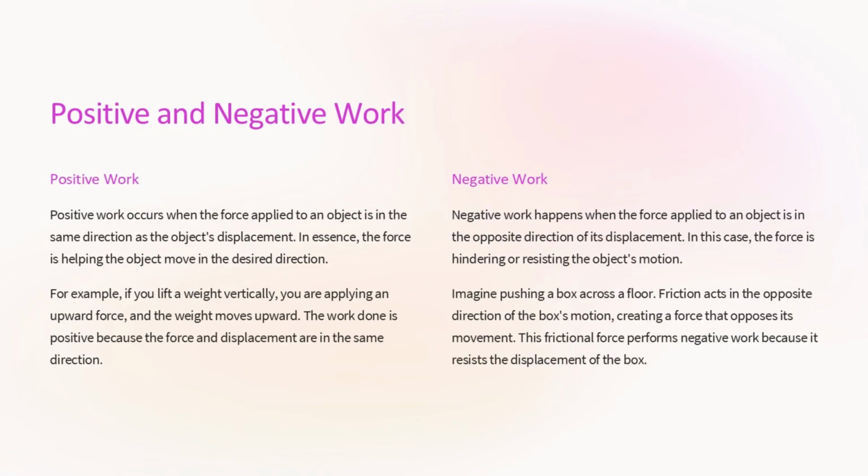Positive work occurs when the force and displacement are in the same direction, helping the object move as desired. For example, lifting a weight vertically applies an upward force and the weight moves upward. This is positive work. Negative work happens when the force opposes the object's displacement, hindering its motion. Pushing a box across a floor, where friction acts against the box's movement, is an example of negative work. The key distinction is the relationship between the force and the object's displacement, positive when aligned, negative when opposing.